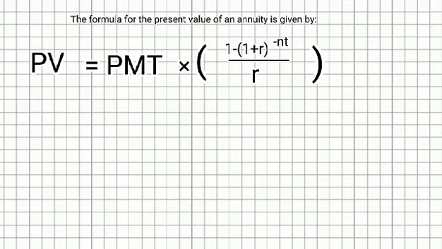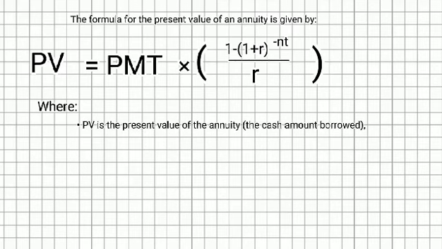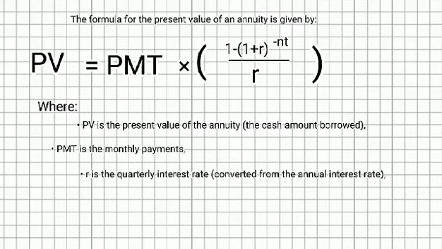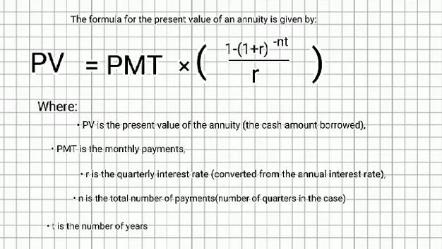So there are different terms used in simple annuity. First, we have PV. It is the present value of the annuity or the cash amount borrowed. Next is PMT. It is the monthly payments. Next is r. It is the quarterly interest rate converted from the annual interest rate. Next is n. It is the total number of payments, or number of quarters in this case. And lastly, t is the number of years.